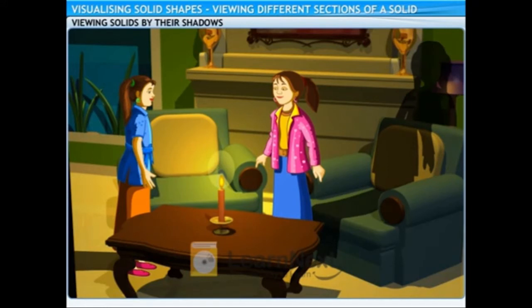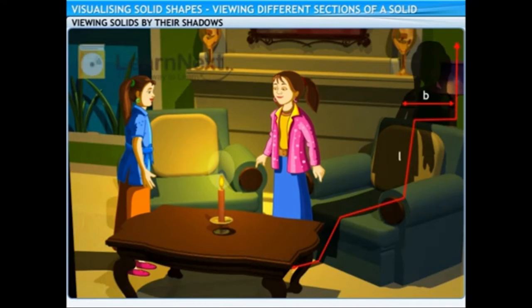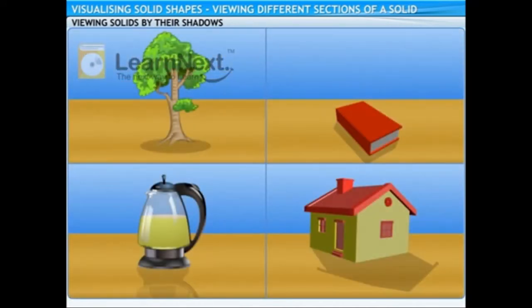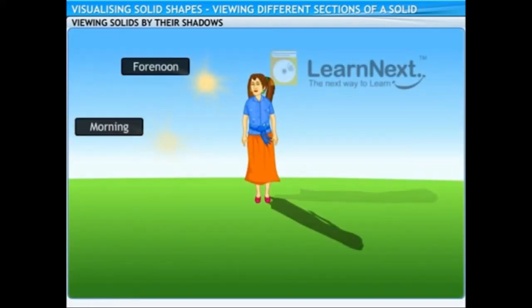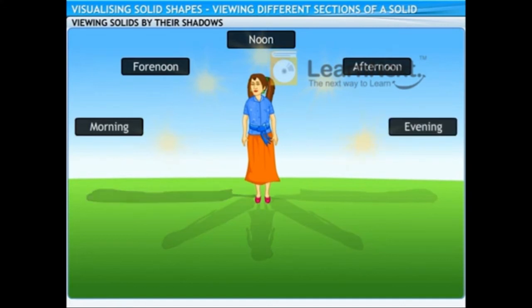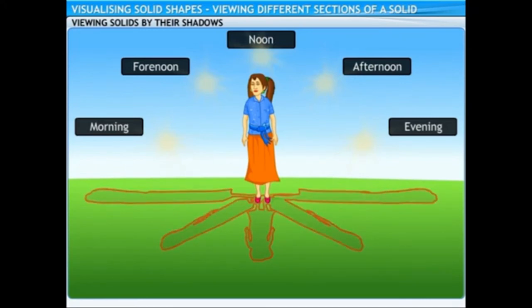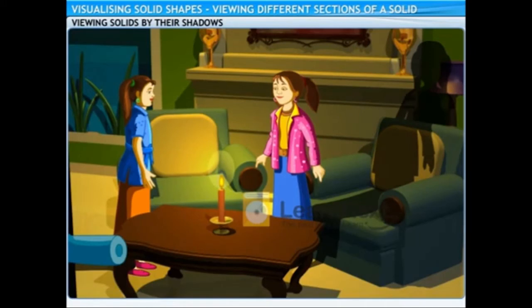If you look at Ruby's and Lisa's shadows, you can see that it has no depth, just length and breadth. This is true for any shadow. Shadows are two-dimensional representations of three-dimensional solids. Now, observe the shadow of a person at different times during the day. You can see that the length of the shadow changes with the change in the position of the sun or the light. This was the reason why Ruby's and Lisa's shadows were looking much longer than their actual height.